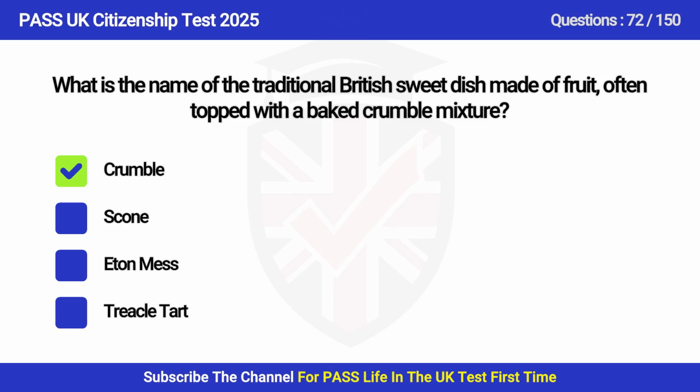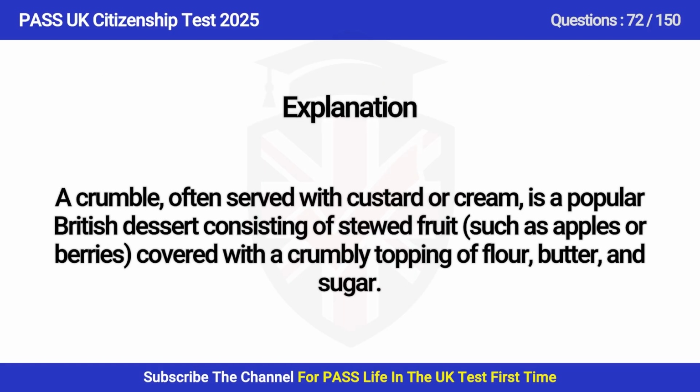Answer is A. Crumble. A crumble, often served with custard or cream, is a popular British dessert consisting of stewed fruit, such as apples, covered with a crumbly topping of flour, butter, and sugar.